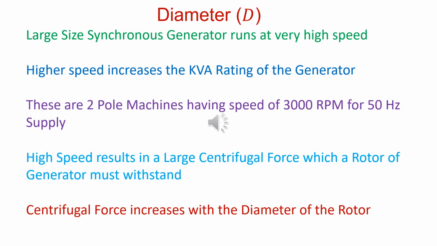Large electric generators run at high speed, that is 3000 rpm, to increase KVA rating. These are of two-pole construction. Centrifugal force on rotor periphery is very large. Diameter is limited by the centrifugal force.